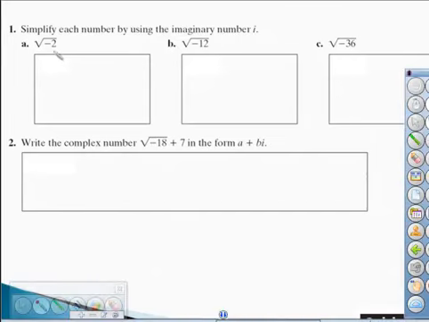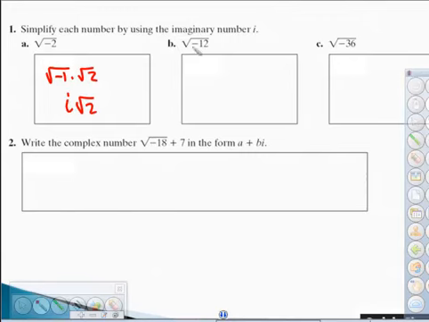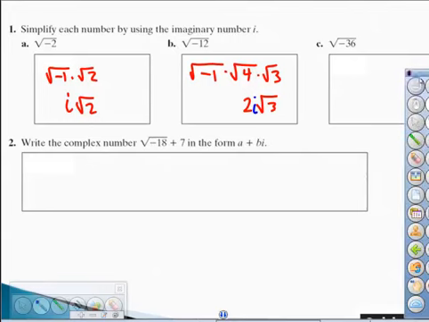All right, so the first one's real basic. You just have the square root of negative 1 times the square root of 2. Square root of negative 1 is i, and then you have radical 2. Now over here, the square root of negative 12, you have the square root of negative 1 times the square root of 4 times the square root of 3, right? Square root of 4 is 2. The square root of 3 we can't take. But then the square root of negative 1 is i. So we put the i right there. Okay, that's how you simplify this.